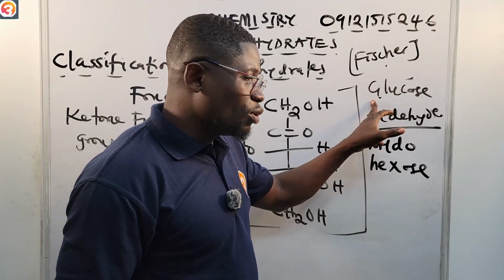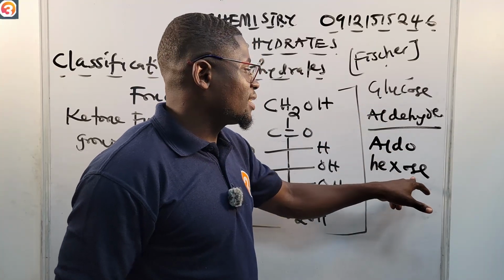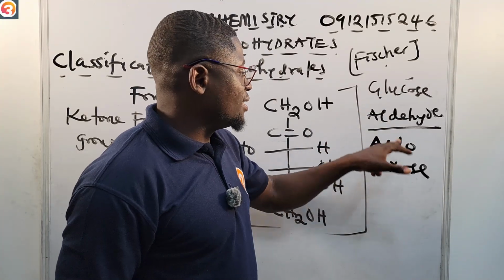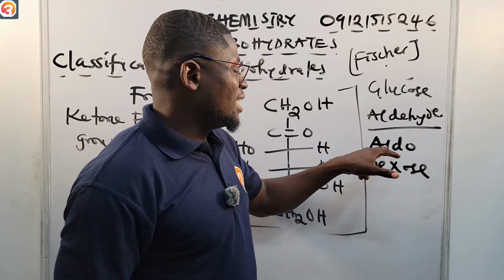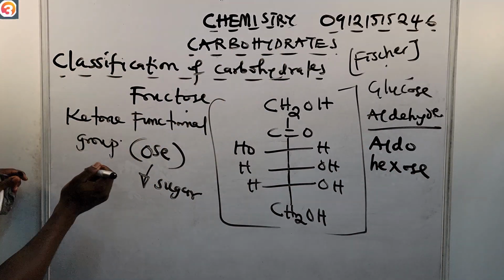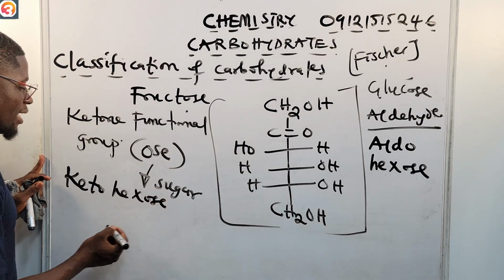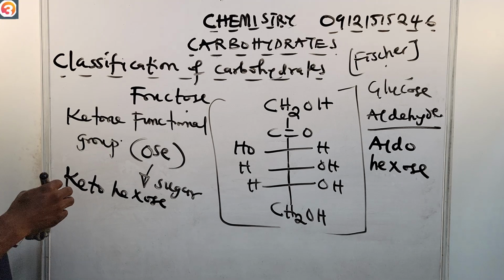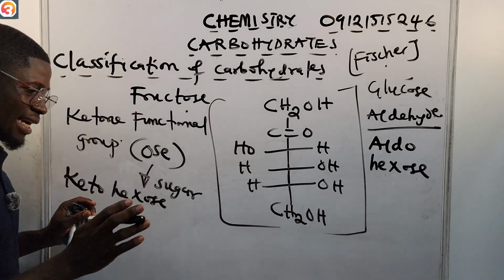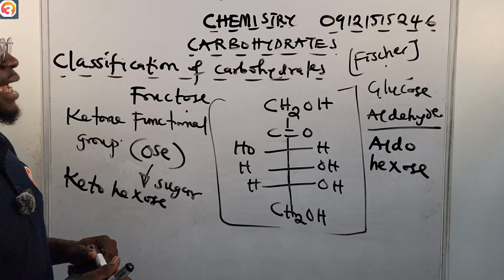If we say glucose is an aldohexose, it means glucose has 6 carbon atoms, hex. It's a simple sugar, and it has an aldehyde functional group. For fructose, we say fructose is a ketohexose, meaning that fructose is a sugar, and it has 6 carbon atoms, and it has a ketone functional group.